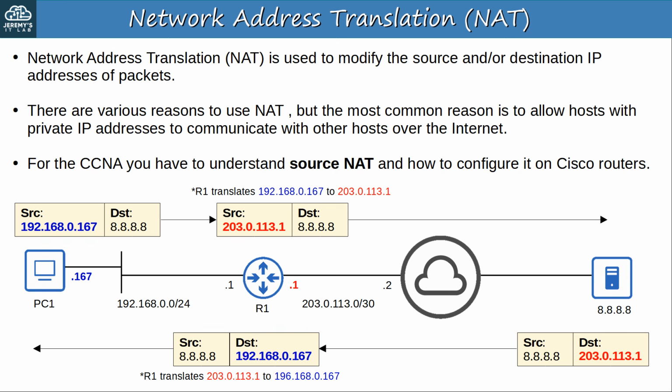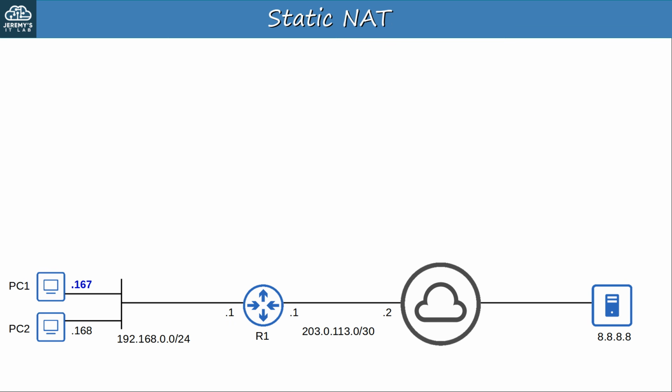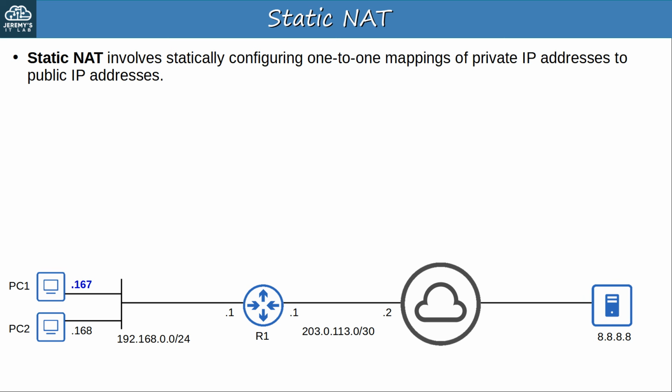So that's a brief introduction to NAT, specifically source NAT, translating the source IP address of a packet. Now let's look deeper into one specific kind of source NAT, static source NAT. So here's static NAT. Static NAT involves statically configuring one-to-one mappings of private IP addresses to public IP addresses.